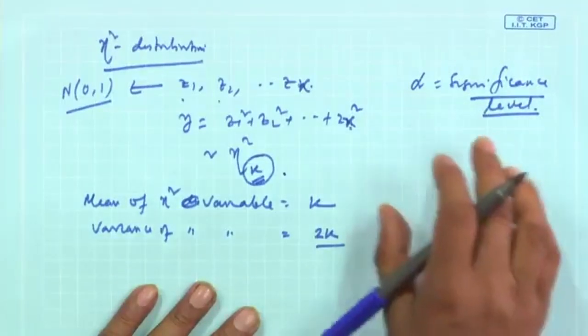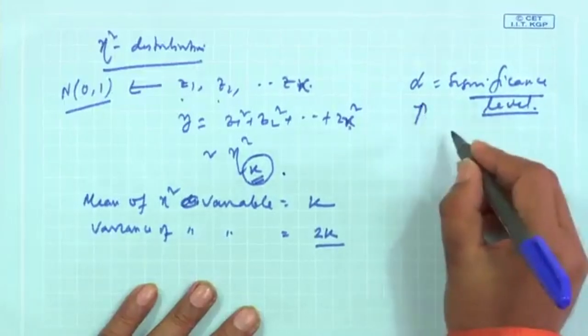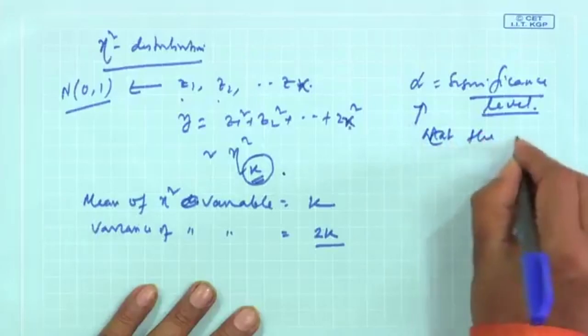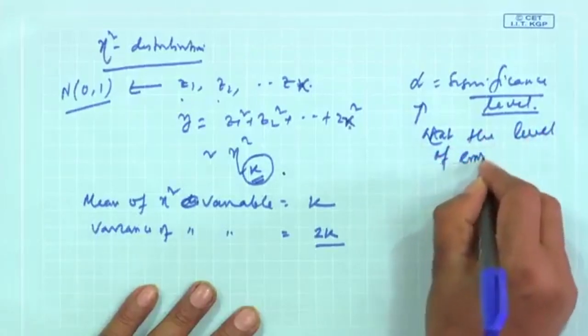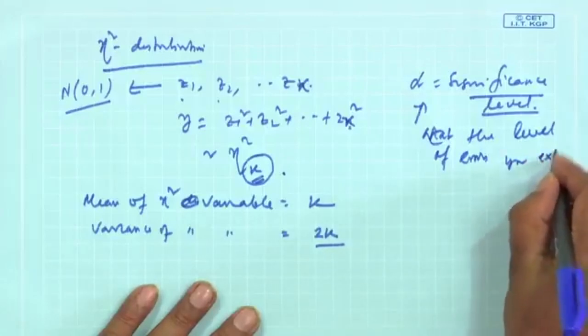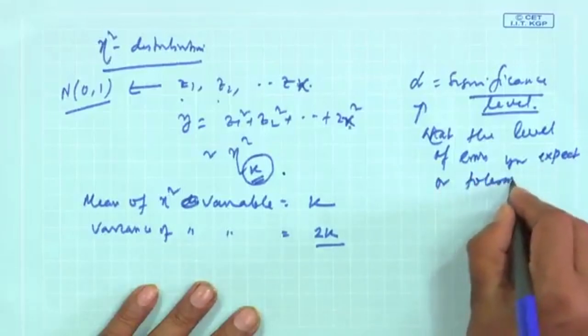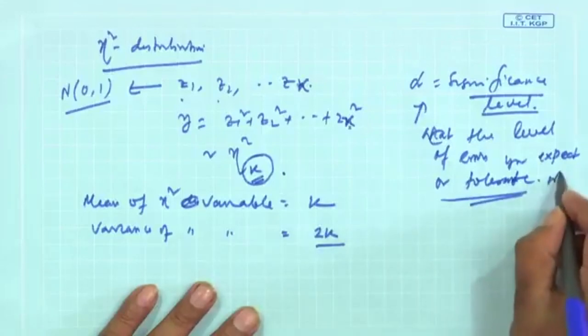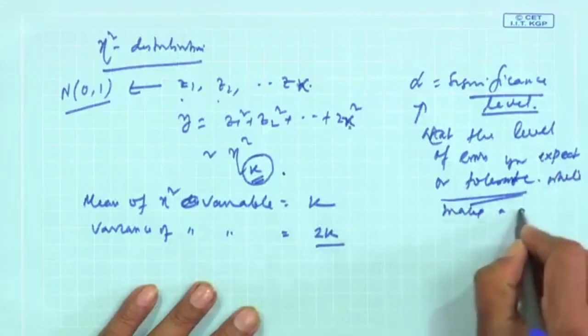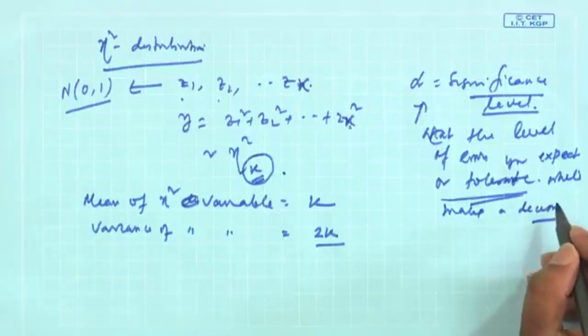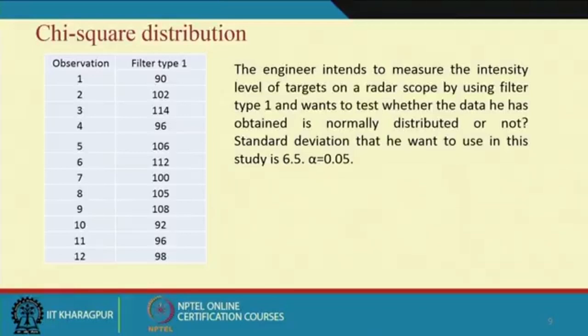For the time being, you can think that significance level basically talks about the level of errors you expect, or you tolerate, while making a decision. What is the decision here? We are saying whether this data comes from a normal population or not. Based on this chi square analysis, you will accept, yes, it is coming from this, but there will be error. This is what alpha is. So, 5% error is accepted here.